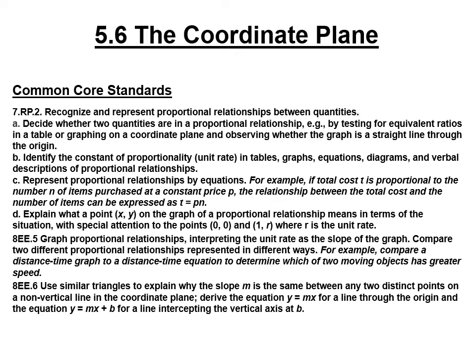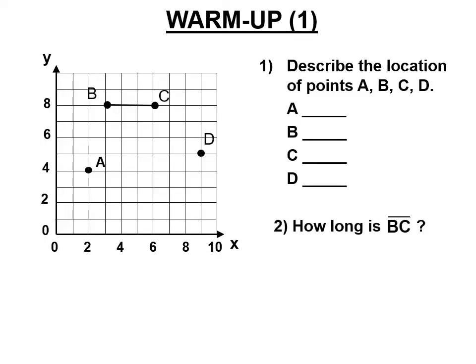So now in 5.6, we're going to be graphing in the coordinate plane. Let's make sure we can describe the location of these various points. A here is at (2, 4). So you put parentheses around it and a comma between the numbers.